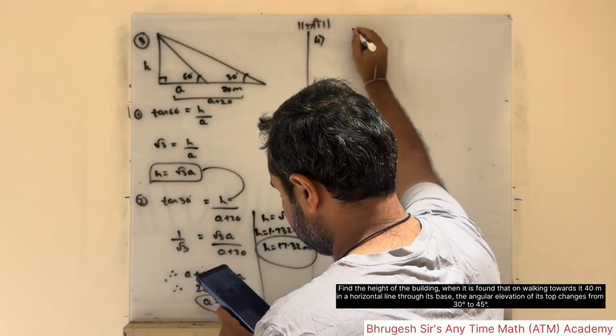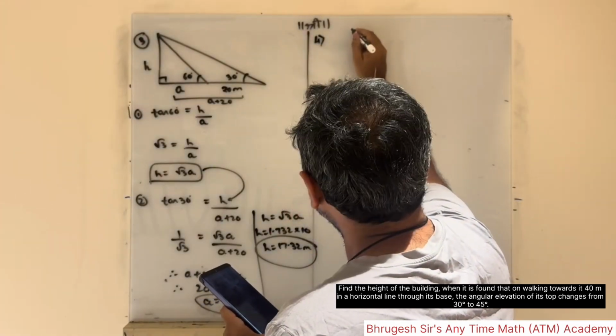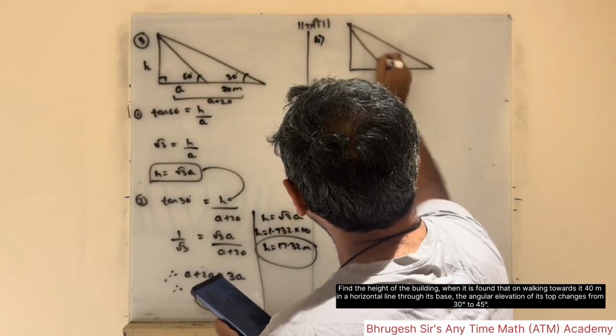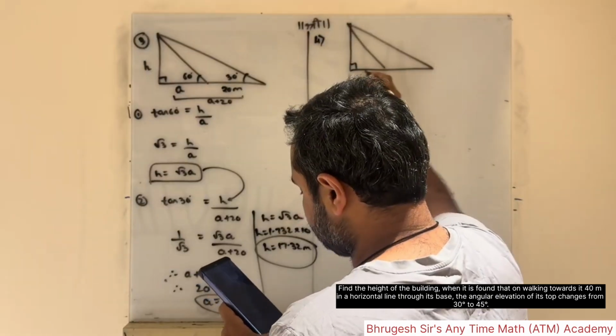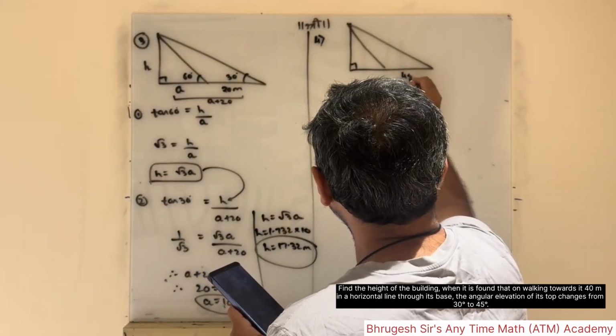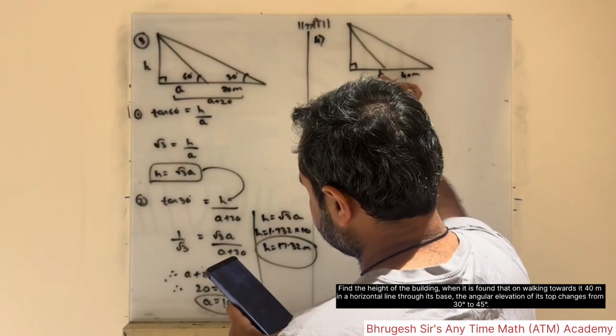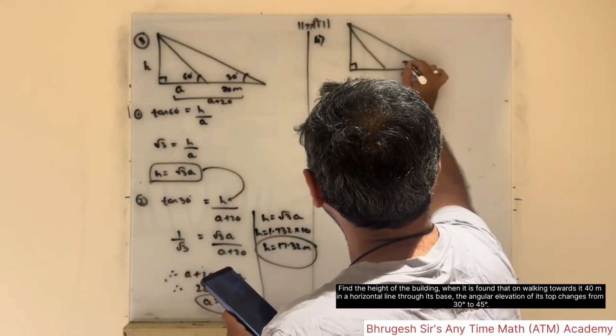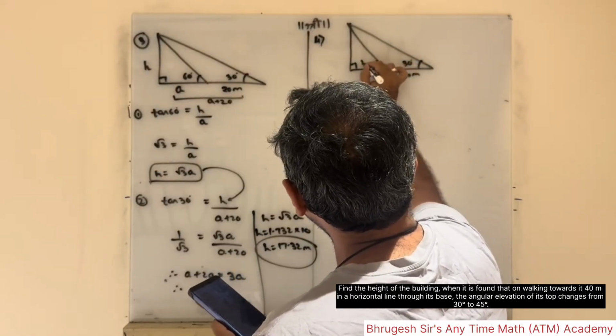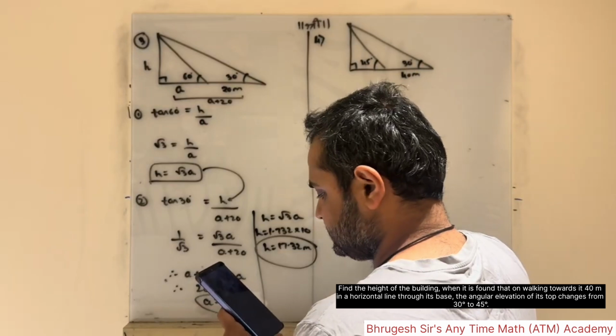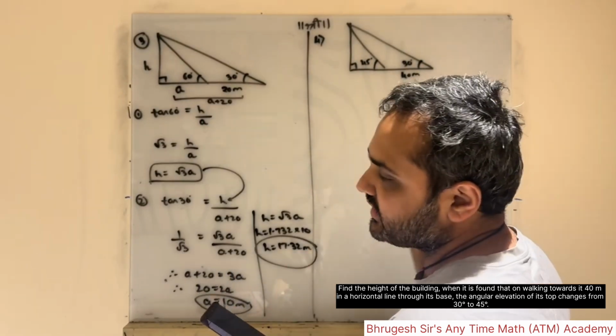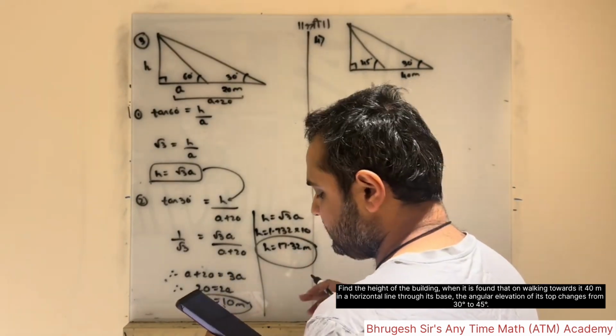Fourth one. Find the height of the building when it is found that on walking away from it 40 meters in the horizontal line, the angle of elevation changes from 30 to 45. पहले 30 था, अभी मैं अंदर आया हूं तो 45 हो गया. ठीक है बेटा? See, always remember, छोटा angle will be coming outside, बड़ा angle will be inside.